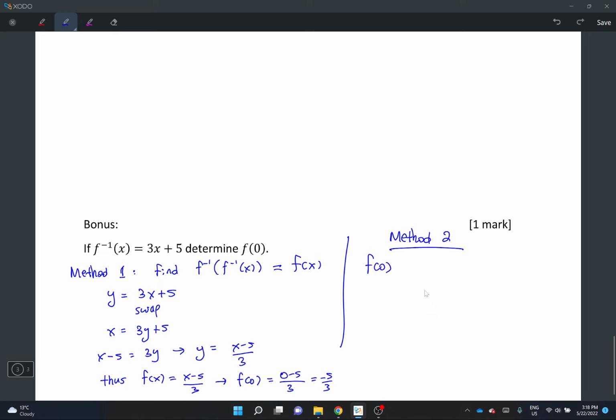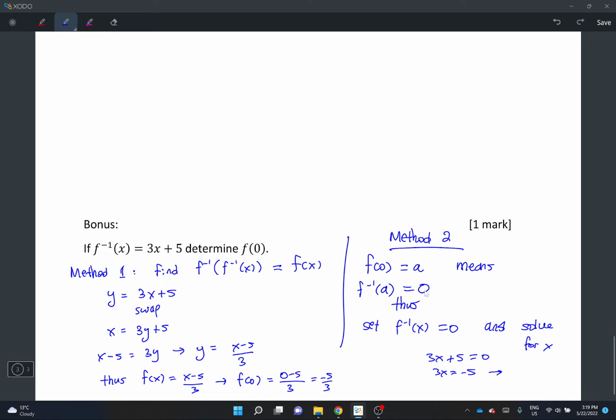F of 0 equals a means f inverse of a equals 0. Thus, set f inverse of x equal to 0 and solve for x. All right, that's kind of neat. 3x plus 5 is equal to 0. 3x is equal to negative 5. That means x is equal to minus 5 over 3.